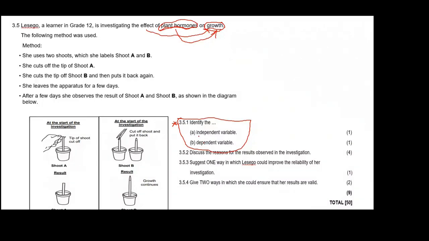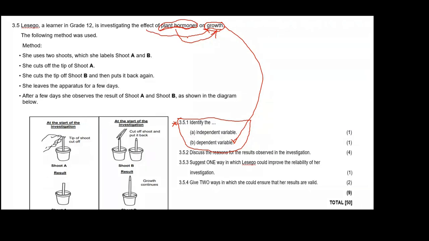Your independent variable is what will have an effect on your dependent variable, meaning the thing that's causing a change in the dependent variable. And that was the plant hormones over there as well. So your dependent variable, grade 12s, will always be what is being investigated or being affected. That was growth. So growth will be dependent. Your independent variable is the thing that's affecting the dependent variable or the growth. And that was the plant hormones. Okay, I hope that makes sense.